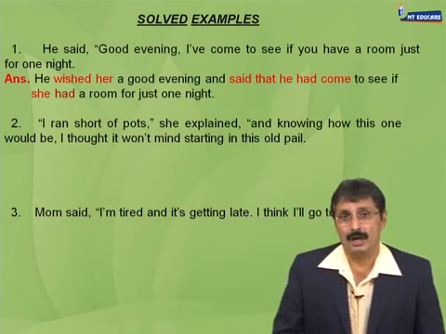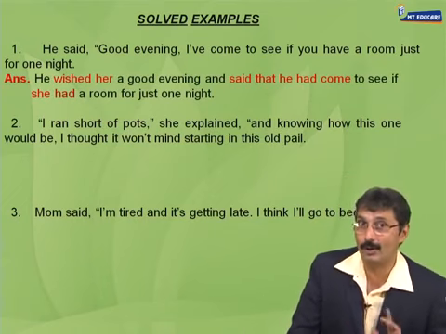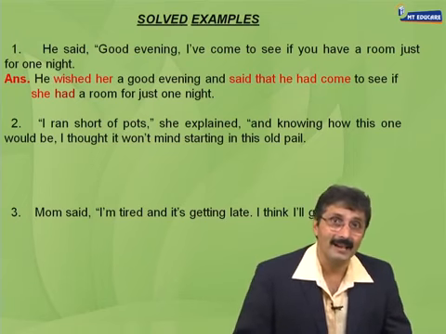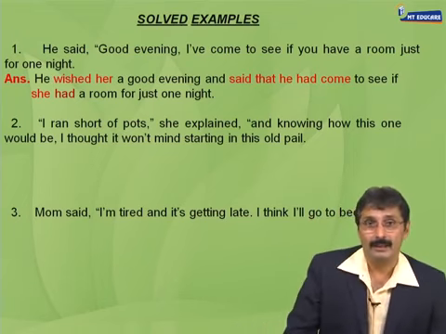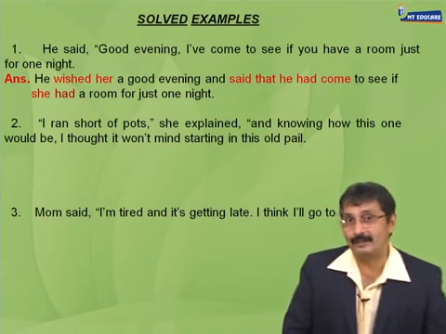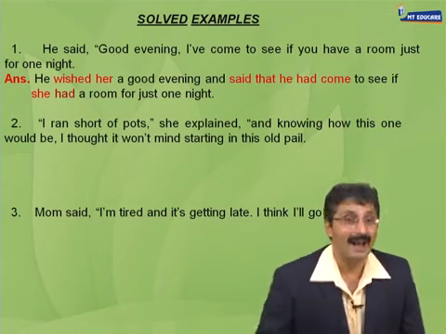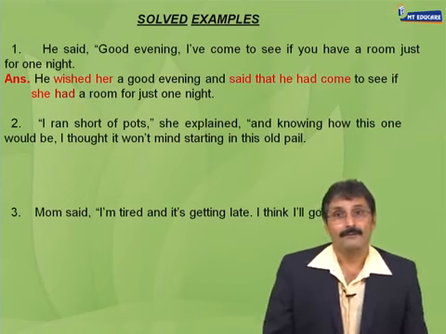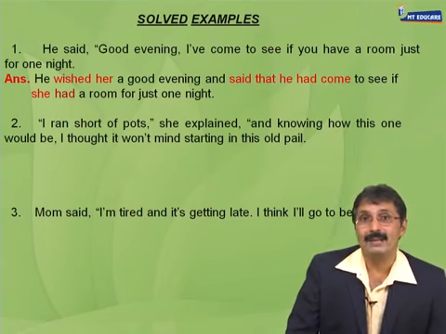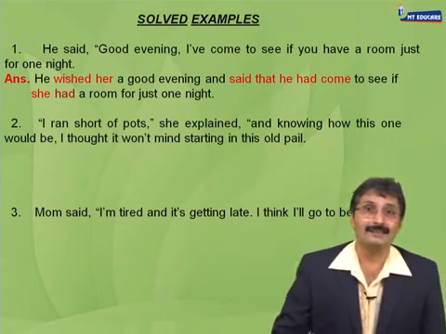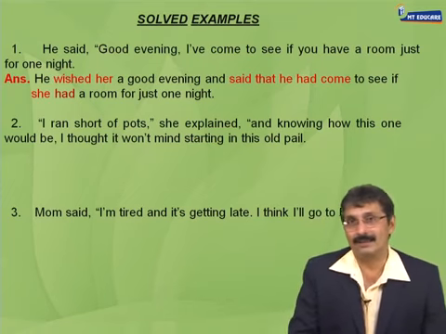He wished her a good evening, as we just saw in the list of changing words, and added that and said that he had come to see. I have becomes he had because baahar ka tense past toh andar change kar, have aur has ko had mein badal. To see if she had a room. Why she? First person ko toh subject se jod, second person you ko toh object se jod. He is asking the author. A room for just one night.